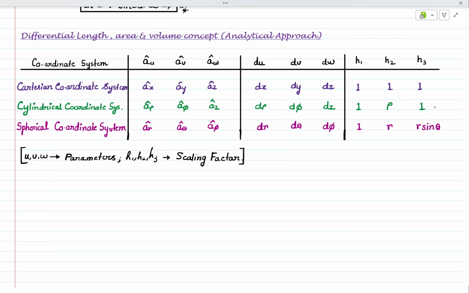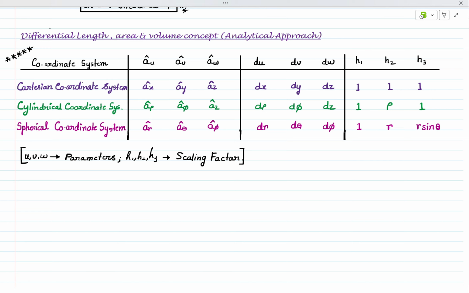Okay. This table is very, very important to write the differential length, area, and volume. So remember this table, it is very, very important. I am putting here 5 stars. It's not about the 5 star chocolate. The 5 stars mean it is very important.